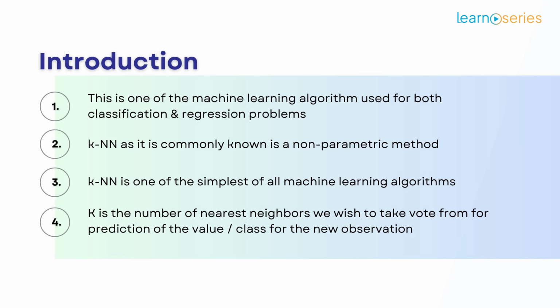There are two functions in the sklearn: one is called KNN classifier, which will do the classification for you, and another is the KNN regressor, which will do the regression for you. So we'll go through the classification. KNN is commonly known as the non-parametric method. What is parametric and what is non-parametric?